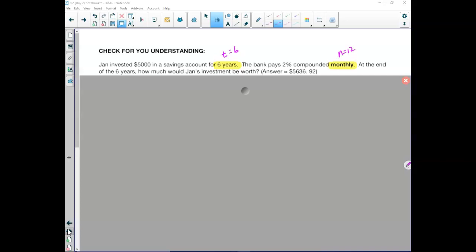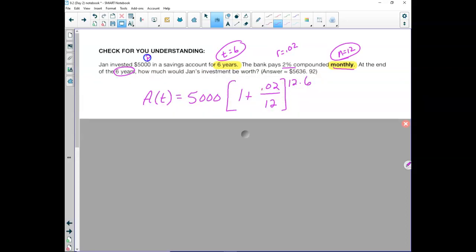Well, Jan invested $5,000, so that would be your P, in a savings account for 6 years, which means t equals 6. The bank pays you 2% compound, which means r is 0.02. Compounded monthly means n is 12. At the end of 6 years, there's that t again, how much would Jan's investment be worth? Answer? Well, there it is. I gave you the answer, but I want you to be able to plug this in. There's my P, my r, my n, my t.